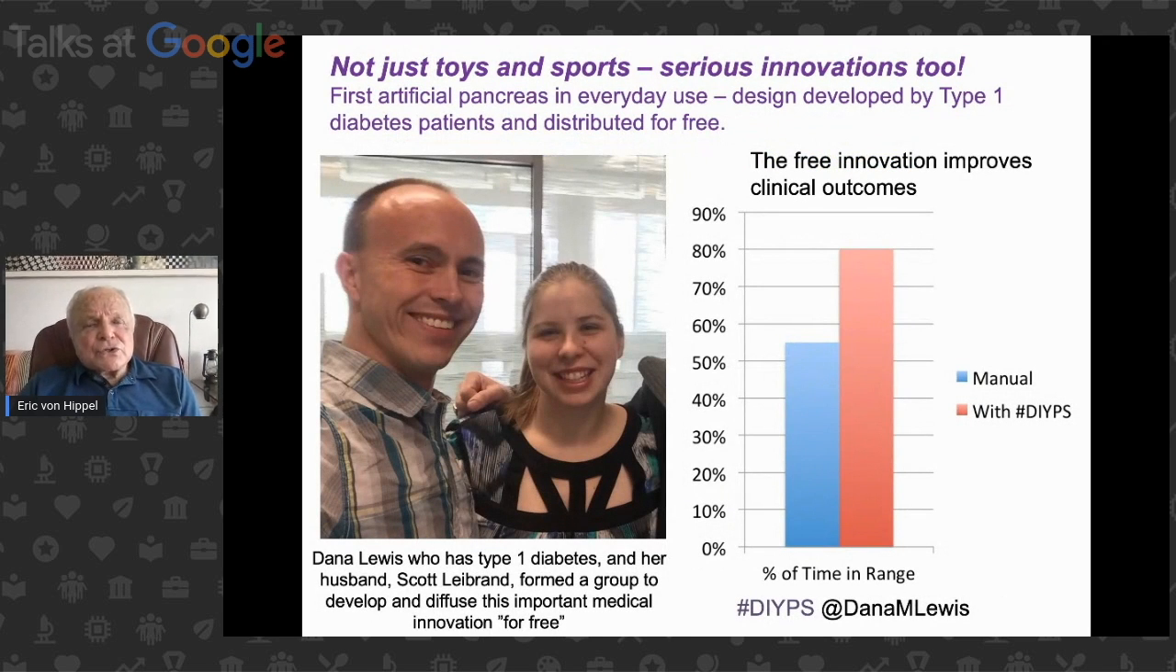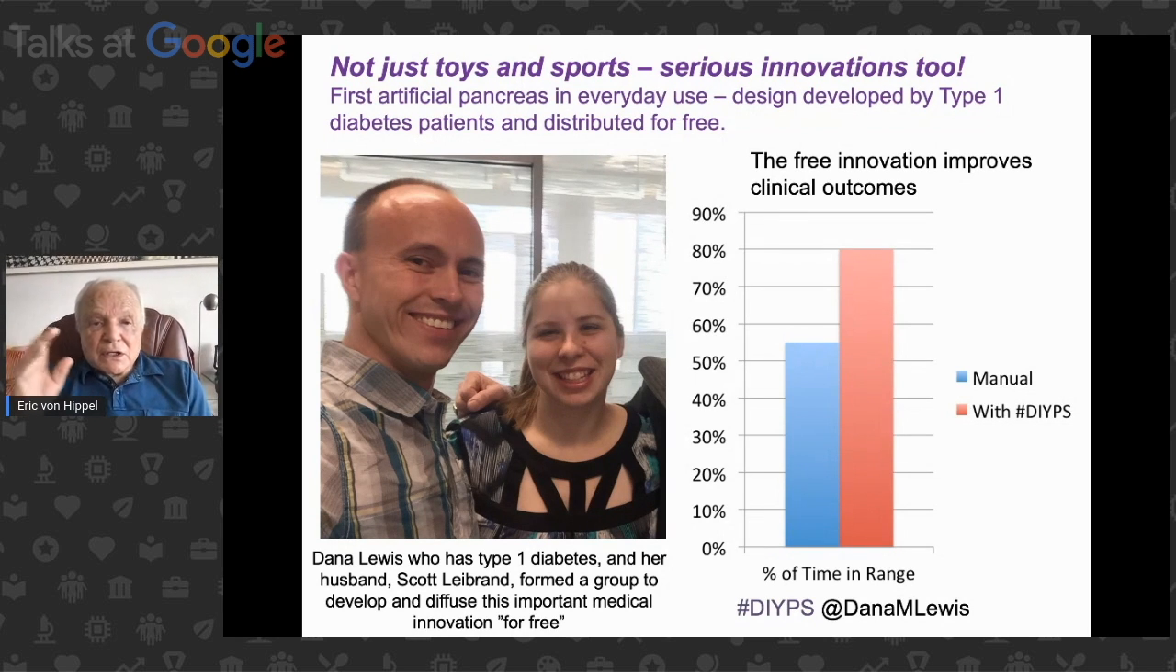So now, it's not just toys and sports that we've mentioned to this point, it's serious innovations too. And so what you must be aware of is that users are ahead of manufacturers. They are lead users. They often have needs ahead of producers. And so what do they do? They innovate. So here's an example. This was the first artificial pancreas, and it was developed by patients and not by medical product producers. And it's a typical story.